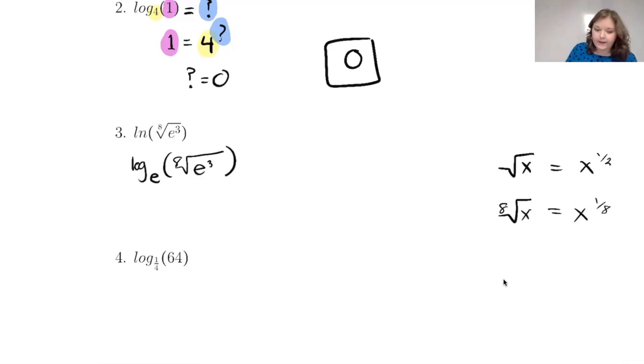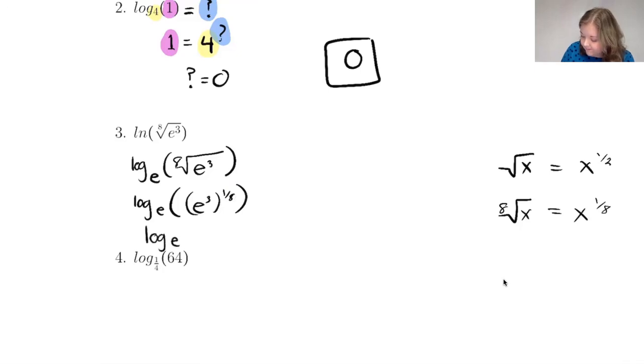So I'm going to rewrite this, instead of the 8th root of e to the 3rd, as log base e of e to the 3rd to the 1/8 power. Okay, so we also know that if we have a power raised to another power, we can multiply those. So this can be written as log base e of e to the 3 times 1/8, which becomes 3/8.